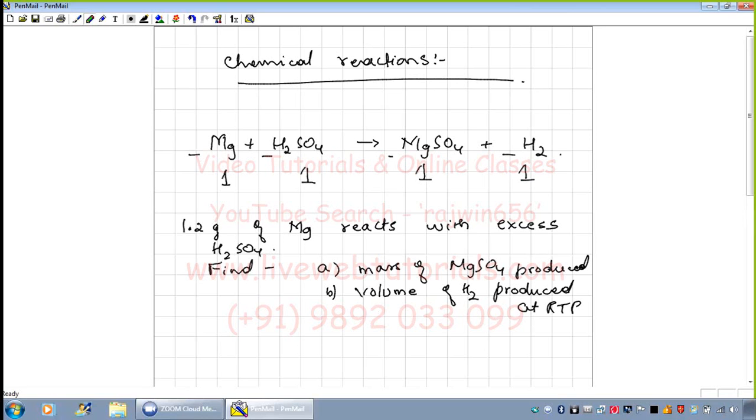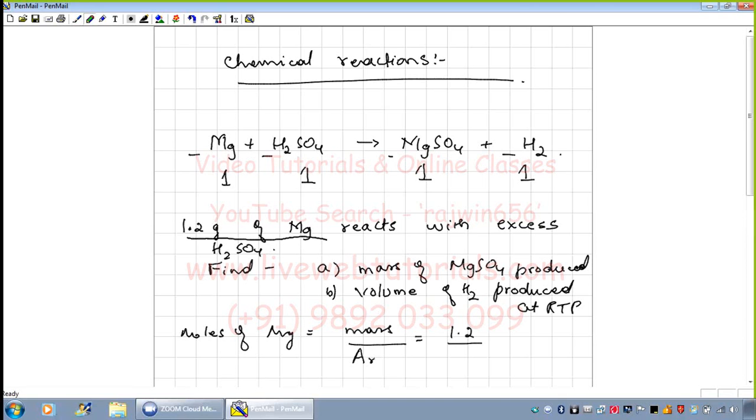Correct. Now here we are having 1.2 grams of Mg. So first what we are going to do is we are going to find the moles of magnesium. Correct. So moles of magnesium, that will be the mass of magnesium divided by its atomic mass.